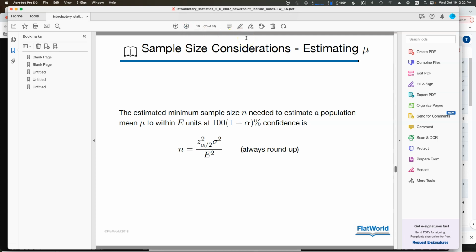Okay, so the question then becomes, how big is too big? Or how big is big enough, I guess would be another way to say it. What would be the minimum sample size I would need to calculate various confidence levels? Well, we have a statistic for it. I need to solve for n.